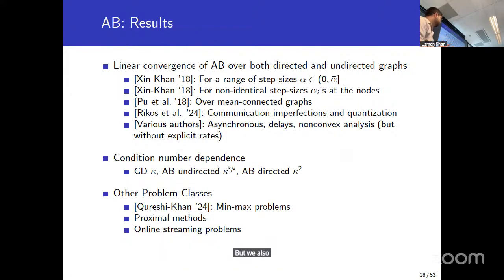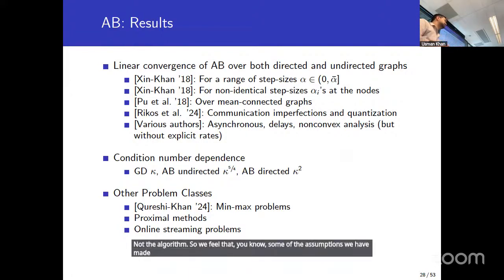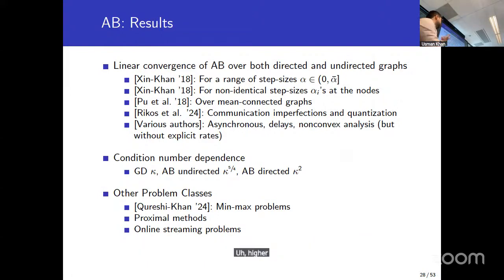But we also believe, between me and my students, that these constants or these exponents are a shortcoming of the analysis, not the algorithm. So we feel that some of the assumptions we have made in order to prove convergence lead to these higher exponents, but we believe that there is a way to prove it. And if I remember correctly, there was some paper on primal dual methods that hinted at kappa for AB type methods, but I haven't looked too closely at that.